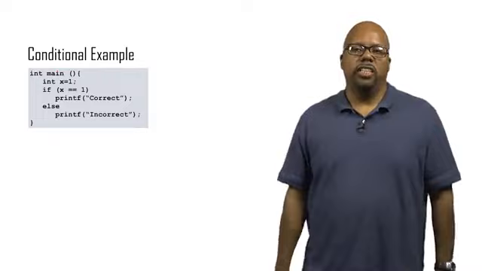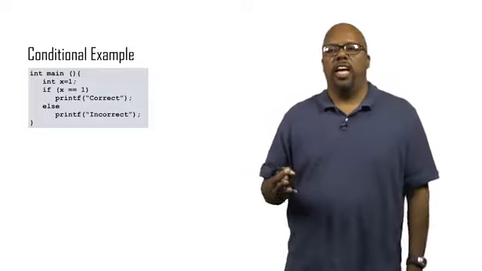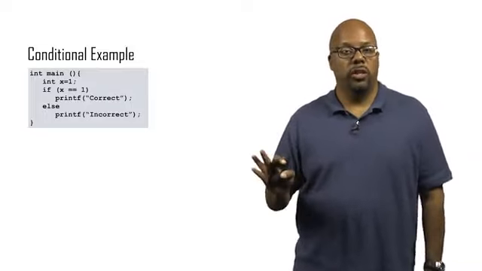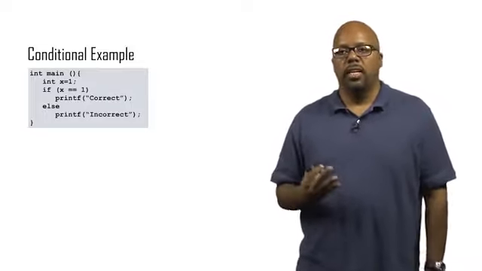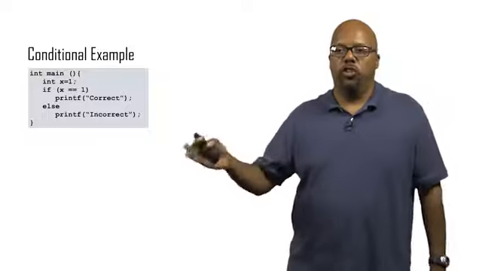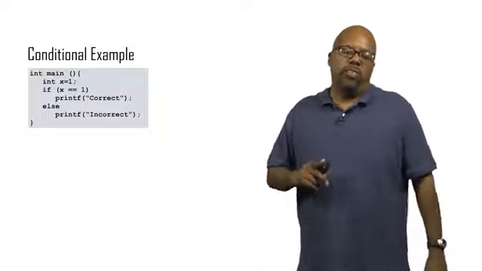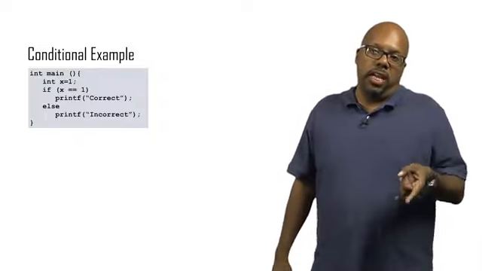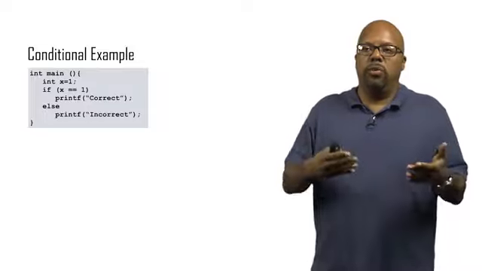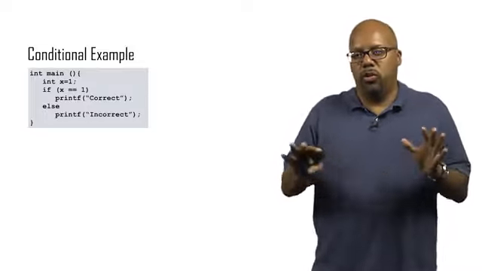Here's a conditional example. We've got a main. So we declare an integer x, and we set it equal to 1, which we can do on the same line, int x = 1. Then if x is equal to 1, which it is, printf correct, else printf incorrect. So that's a typical if statement. Now one thing to note about this if statement is statement 1 and statement 2. Statement 1 we'll call printf correct, else statement 2 is printf incorrect.